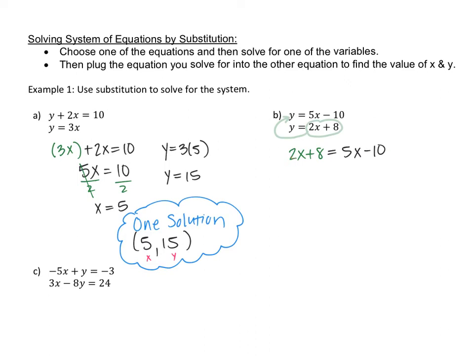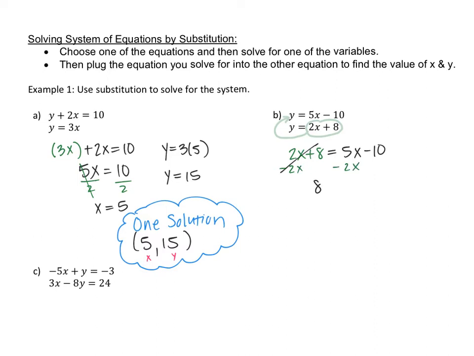Notice this equation here just has x's, which is good. Once they are set equal to each other, you're going to try to get all the x's on one side and all the numbers on the other. So maybe I will move this 2x over to that side. I'd have to subtract off 2x.